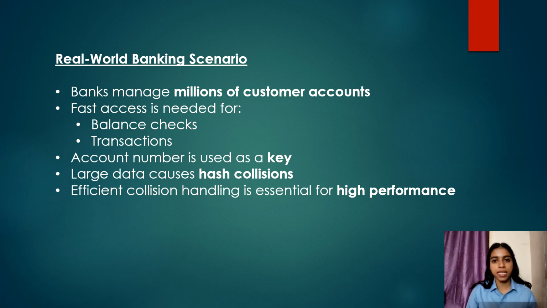Let us consider a real-world banking system. A bank has millions of customers, and every time a customer checks their balance or makes a transaction, the system must find their account record very quickly. Because of the large amount of data, collisions are unavoidable. So, the banking system requires an efficient data structure and algorithm to handle these collisions without affecting performance.